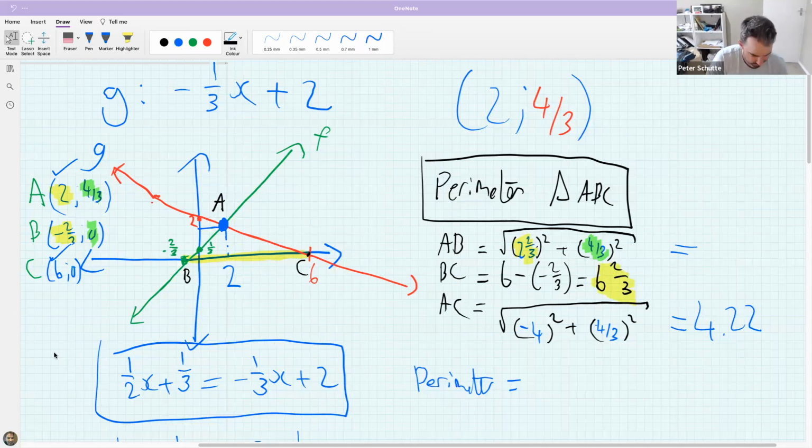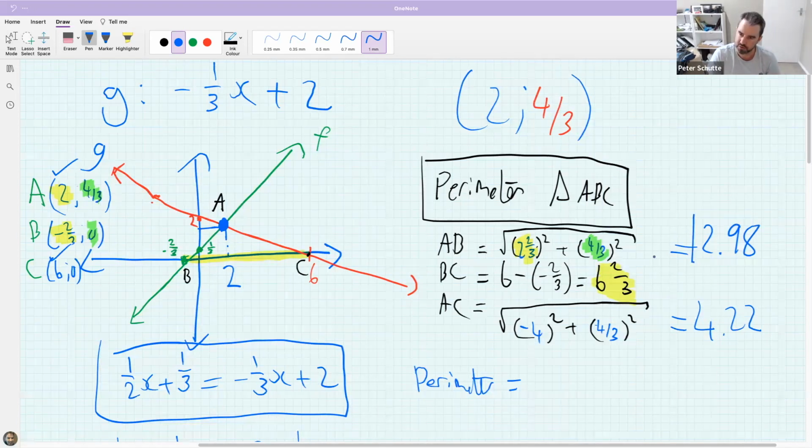Let's see what we get for AB. Put your answer for AB in the chat. I'm going to work it out. I'm going to put a mixed number, 2 and 2/3, and that has to be squared plus 4 over 3 squared, and then that all needs to be square rooted. And I get 2.98.